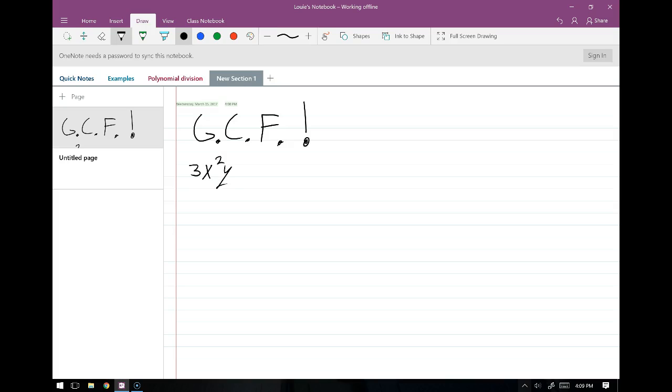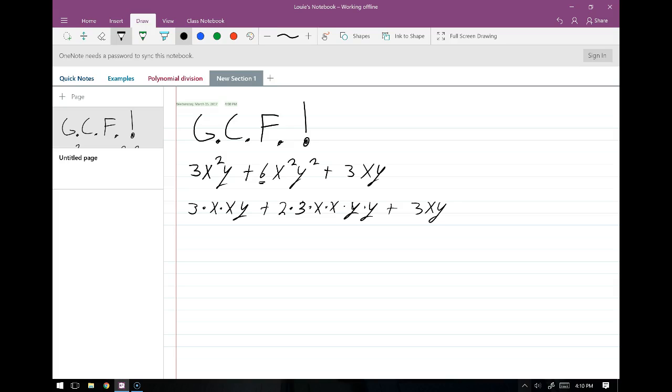So we have 3x squared y plus 6x squared y squared plus 3xy. Okay, so the first step, and these are just kind of intermediate steps. After a while, you'll be able to see exactly what needs to happen in each case, but we're going to write it out longhand this first time. So if we write this out in its prime factorization form, we're going to have 3 x x y, plus a 2 times a 3, because 2 times 3 equals 6, times x x y, plus 3xy. Okay, so now we have all of our terms in prime factorizations.